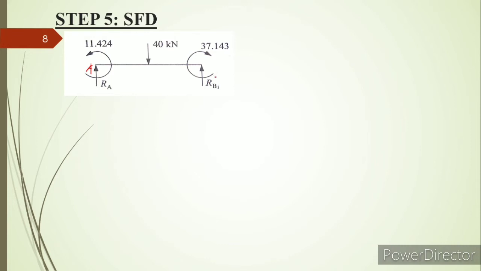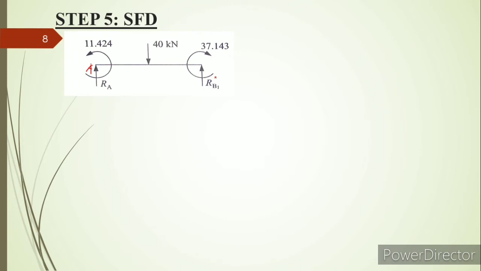Next step is the shear force diagram. So we need the support reaction values at A, B and C. First consider span AB. In span AB there is a central concentrated load of 40 kilonewton acting. This is the joint A, RA is the reaction at the support A and RB1 is the reaction at the support B1. The joint B is a middle support where two members are meeting.